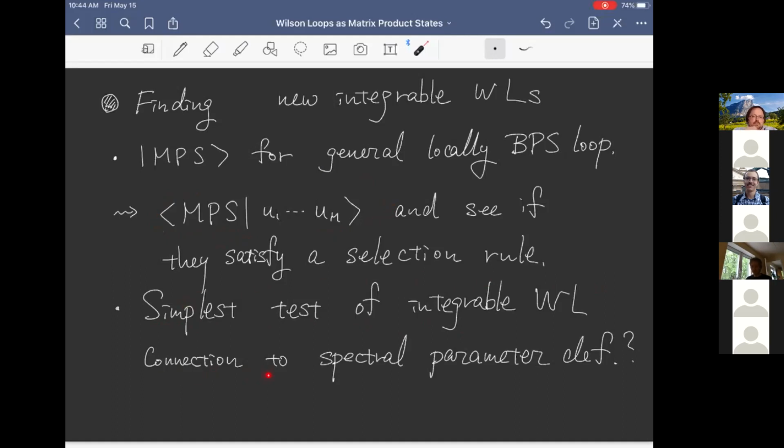And maybe there might be some connection to what people studied, for example, what Krujansky studied. He basically defined what's called a spectral parameter deformation, which doesn't change the expectation value of the Wilson loop at strong coupling. And there might be some relation to that.